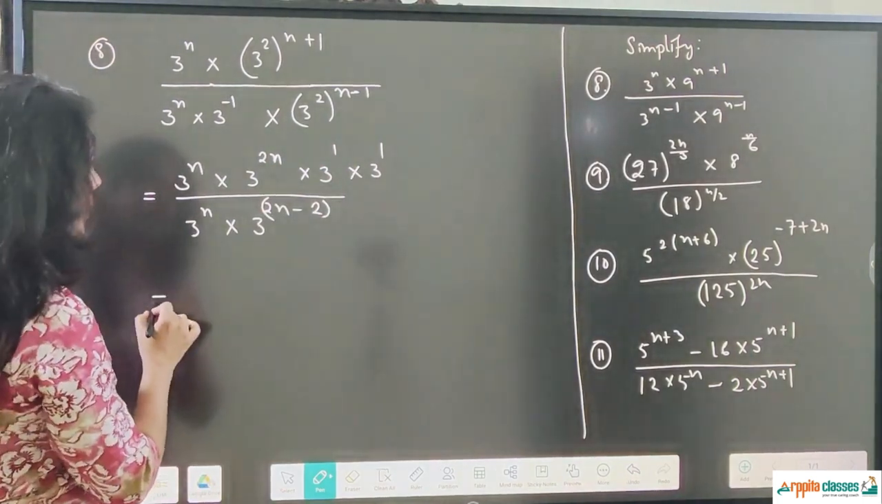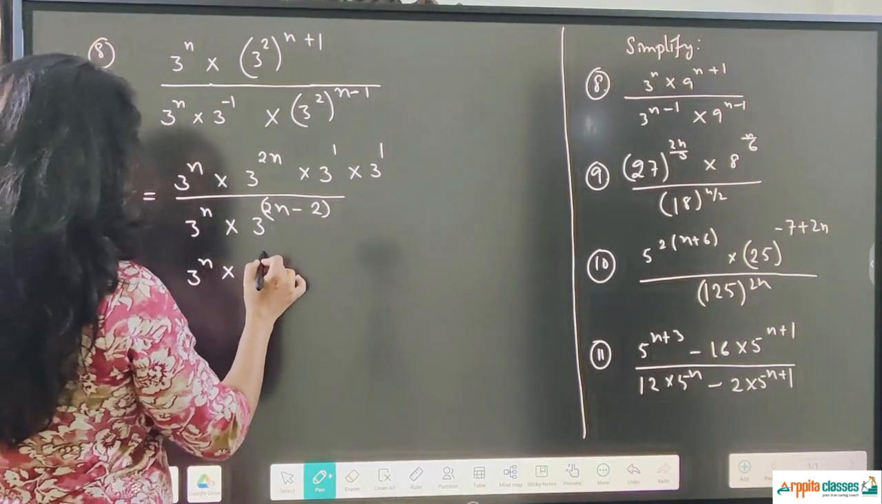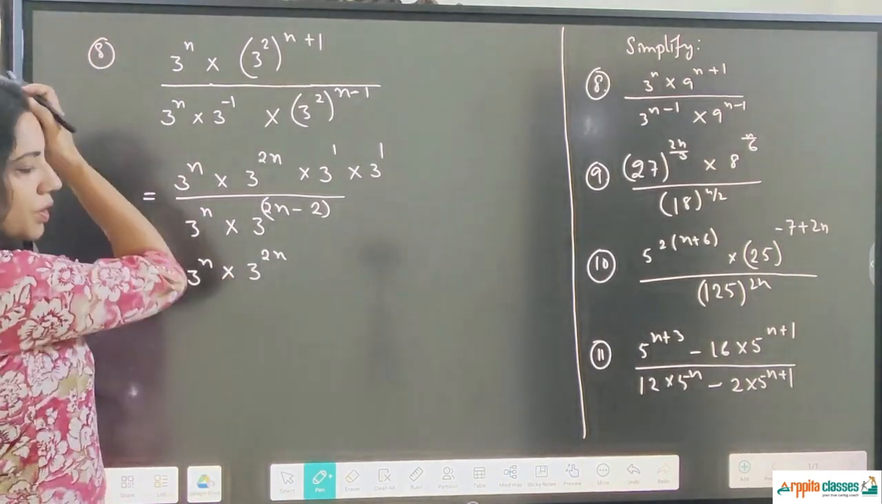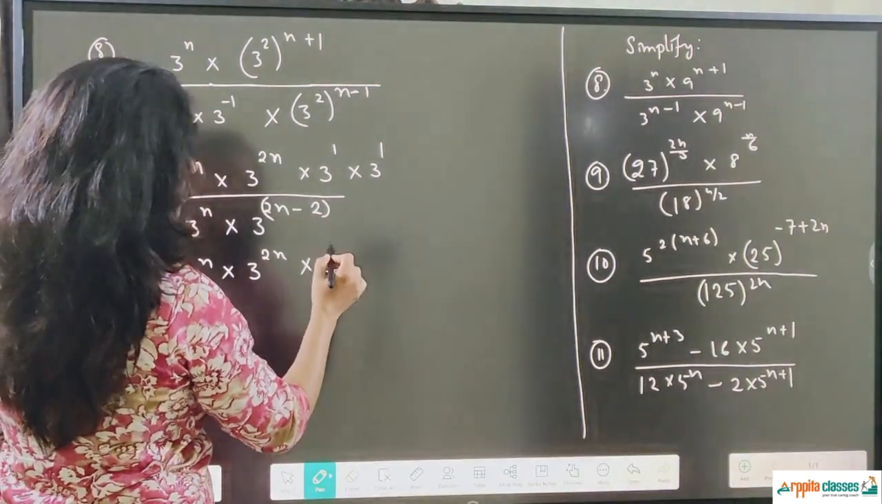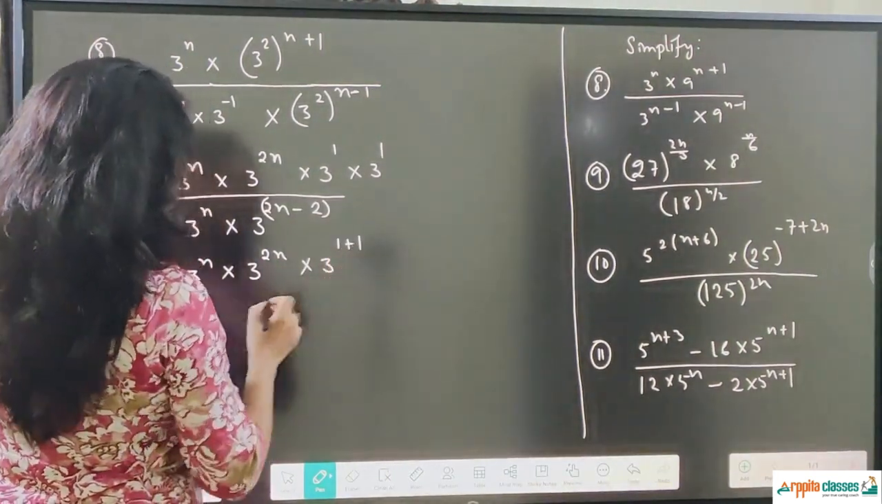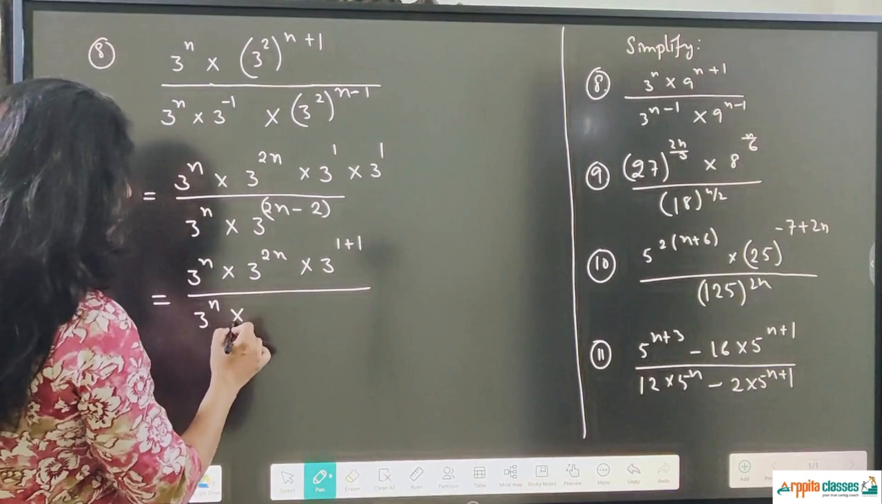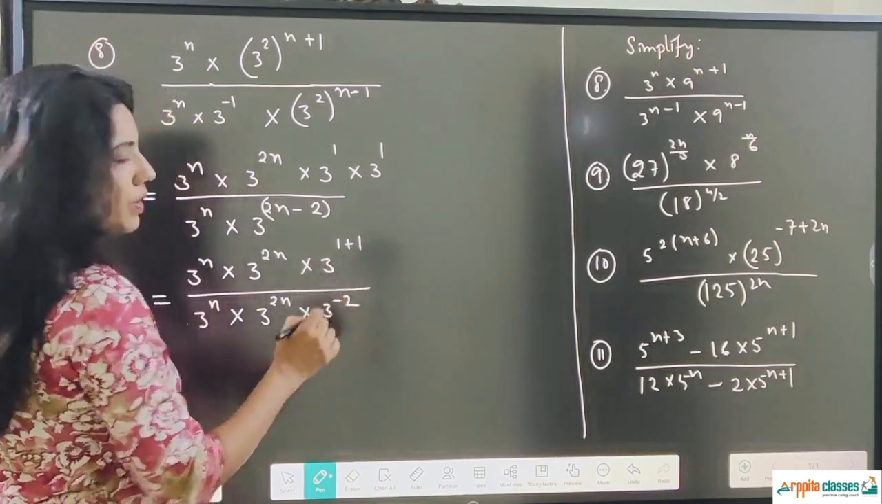Okay, now here in this case, this is 3 to the power n into 3 to the power 2n. It is also written as (3 to the power n) whole to the power 2. Anyways, we'll keep it as it is. 3 to the power 1 plus 1 it is. Bases are same, powers we added. Here it is 3 to the power n into 3 to the power 2n into 3 to the power minus 2.